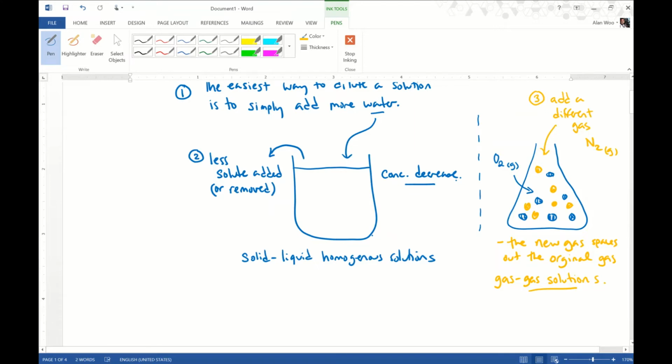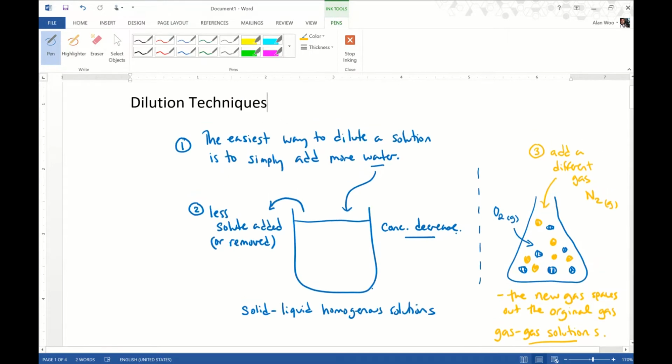Technically, adding a new substance in sometimes would also work with solid to liquids, but generally we do want our solid to liquid to remain homogeneous, and it doesn't always work that way if you just put another substance in. But these are really basically three easy ways to dilute a solution. Okay, the easiest again being just using water.